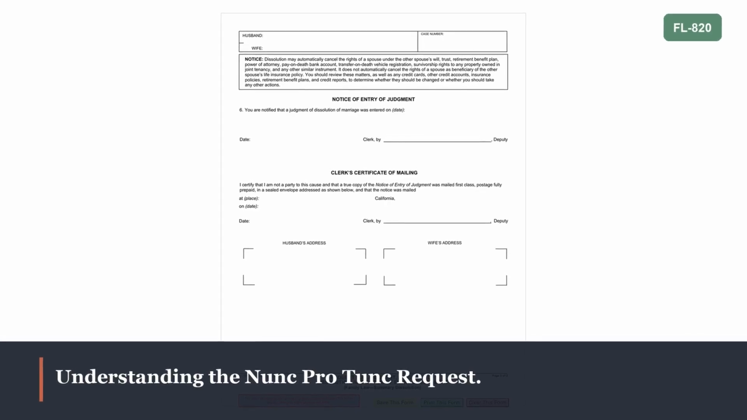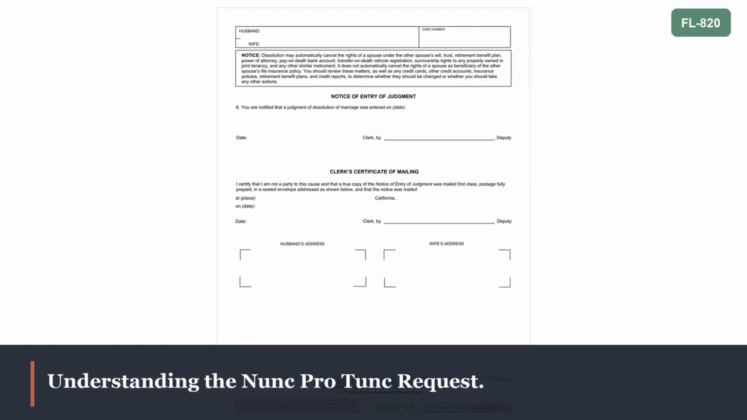Understanding the nunc pro tunc request. Item 3 on FL-820 is one of the more confusing parts of the form for people filling it out on their own, mainly because of the Latin term nunc pro tunc, which simply means now for then. In plain terms, it lets you ask the court to treat the judgment as if it had been entered on an earlier date than the date the judge actually signs it. This matters because a long delay between when a case became eligible for judgment and when the paperwork actually reaches a judge is common in older, long-pending cases, exactly like the ones that still rely on FL-820.